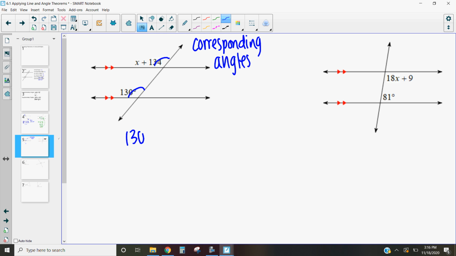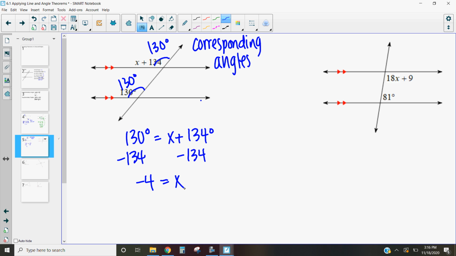So 130 degrees equals x plus 134 degrees. So we can solve for x here. I know that both of these are 130 degrees because I know that they're congruent. Now let's figure out what x is. I'm going to subtract 134 from both sides, and we end up getting that x equals -4. Now, that doesn't mean that our angle is -4 degrees. It means that x in this case is -4 because they're both equal to 130. Awesome. Now let's take a look at these next ones.